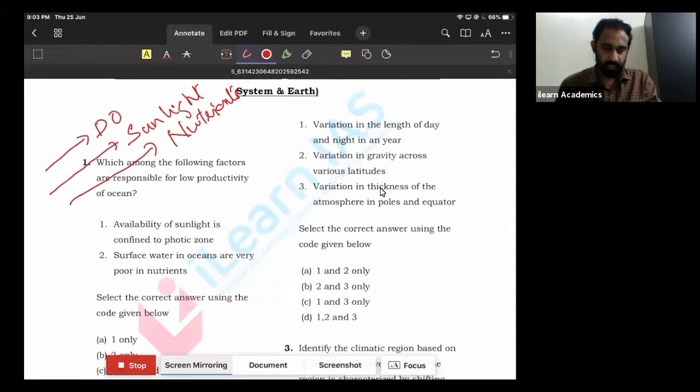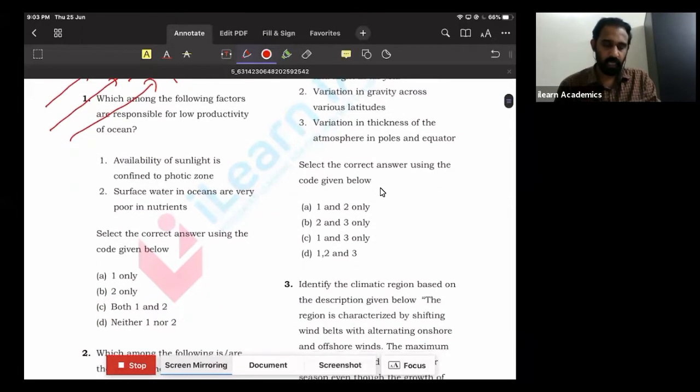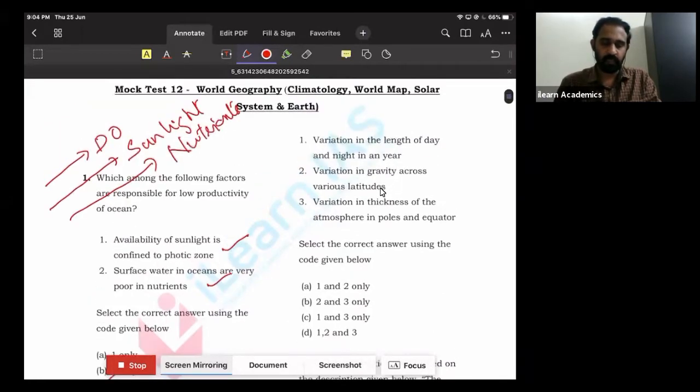So let us look at the statements. The statement one says the availability of sunlight is confined to the photic zone. That is correct. So that's the reason why there is low productivity in the other areas. Then the second statement, the surface waters in oceans are very poor in nutrients. Yes, the nutrients are concentrated in the bottom layers near the sea bottom. So both the statements are correct. Answer is C.